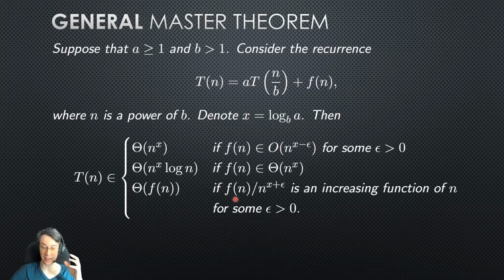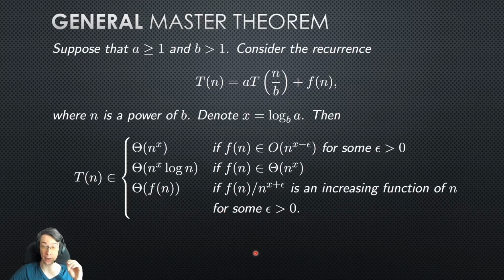If f of n, however, intuitively dominates n to the x, the way we're going to show that is by arguing that f of n over n to the x plus epsilon, for a positive epsilon, is an increasing function of n. So even if I make n to the x a little bit bigger by adding epsilon in the exponent, f of n is still an increasing function of n. How do you show something is increasing? This is going to involve taking a derivative and showing that the derivative is positive. So if f of n over n to the x plus epsilon is an increasing function of n, then f is going to dominate, and you end up with theta of f of n.